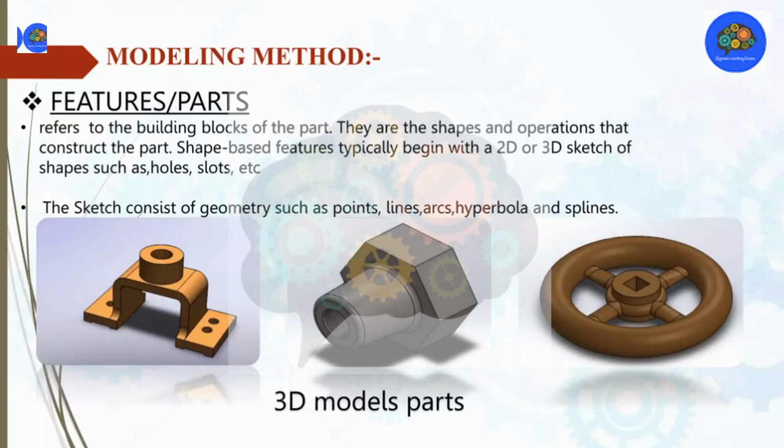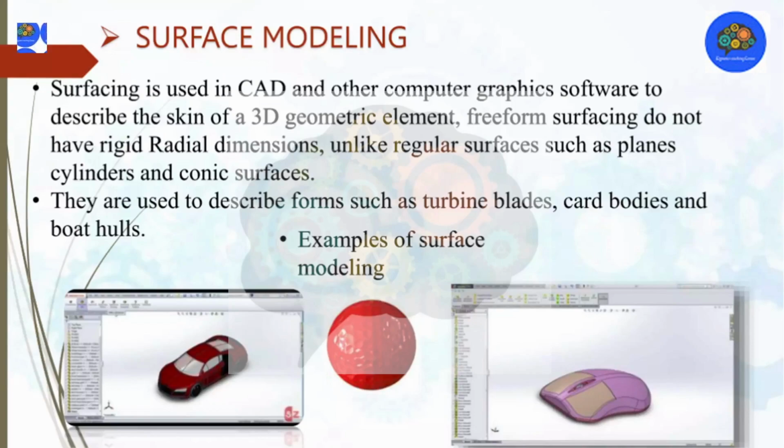And then these features consist of sketches made of geometry such as points, lines, arcs, hyperbolas, and also splines. Okay, then there is surface modeling. For that, we first create the surface. A surface is nothing but zero thickness geometry, and then we provide thickness to that geometry, and a solid model is created. Complicated models like turbine blades, car bodies, and boat hulls can be easily created using surface modeling, and then we add thickness to those components.